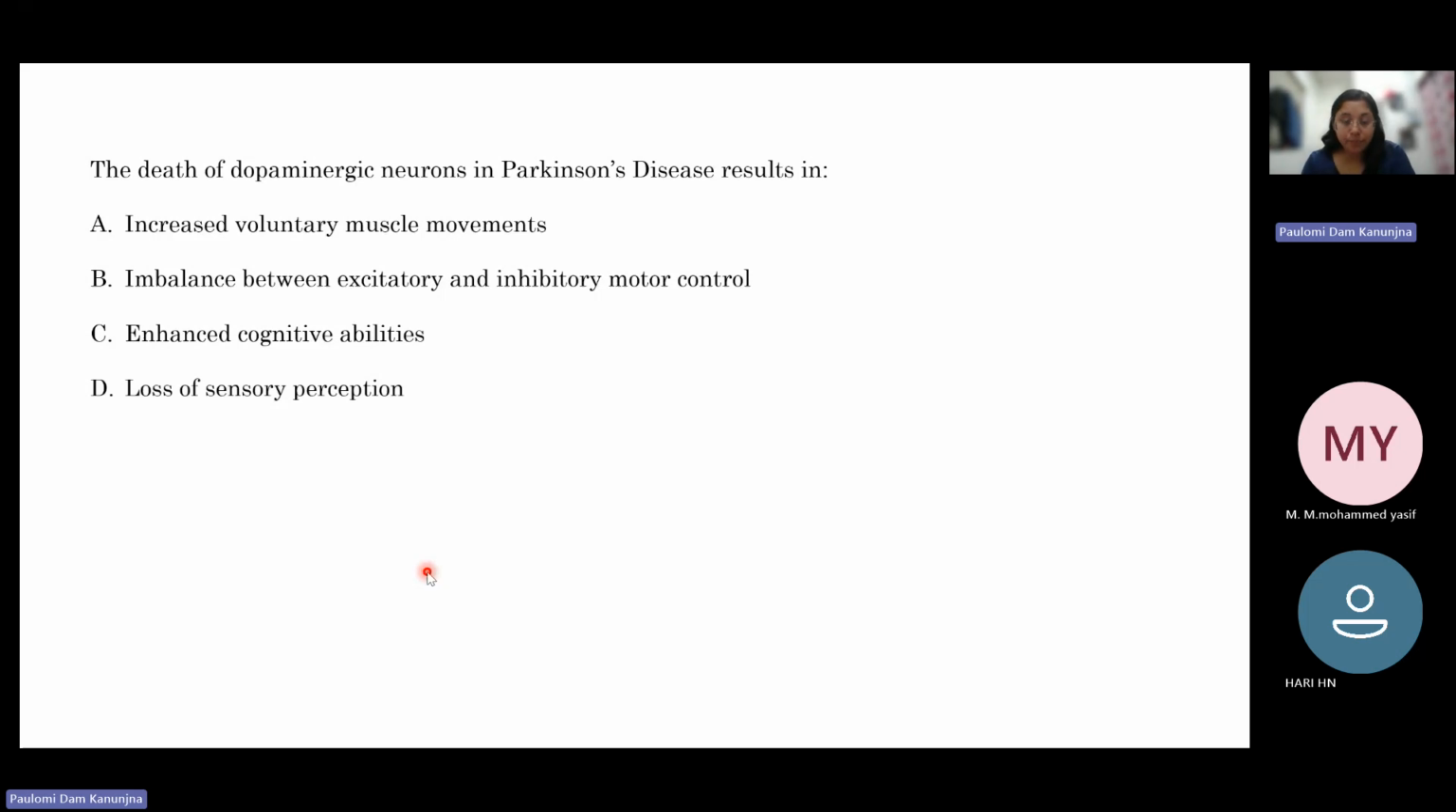Any answer? A. Okay. Any more answers? Okay. Let me give you the answer so that we are on time today. The answer here is imbalance between excitatory and inhibitory motor control. Let's see the first one, like someone mentioned. It says increased voluntary muscle movement.